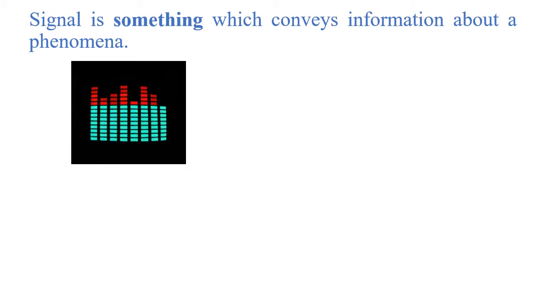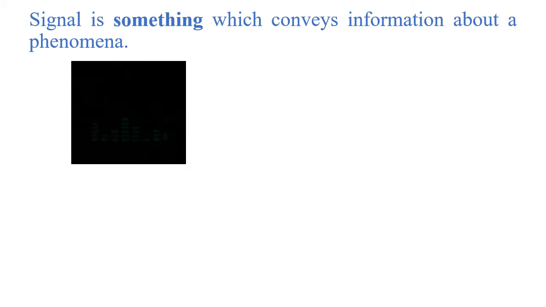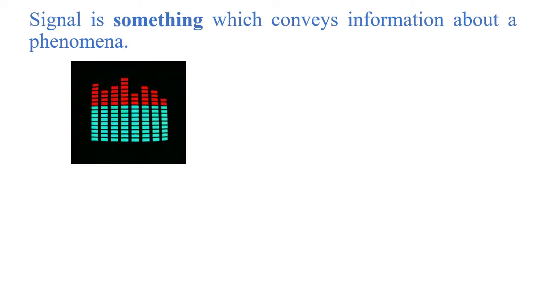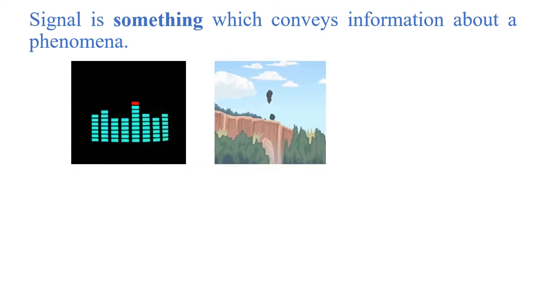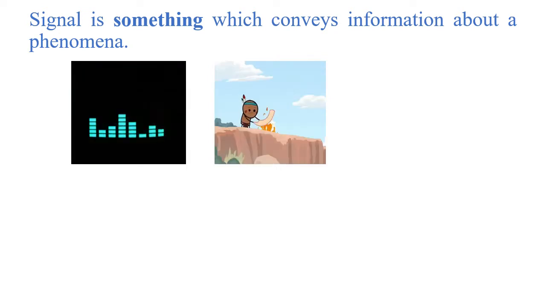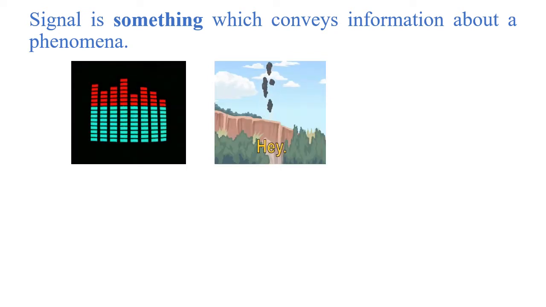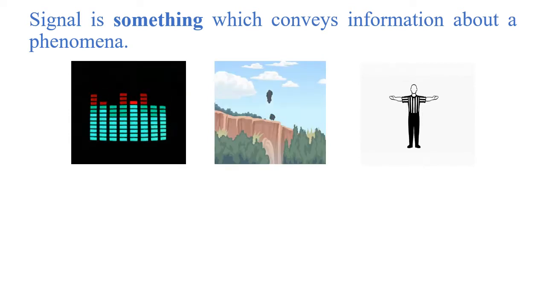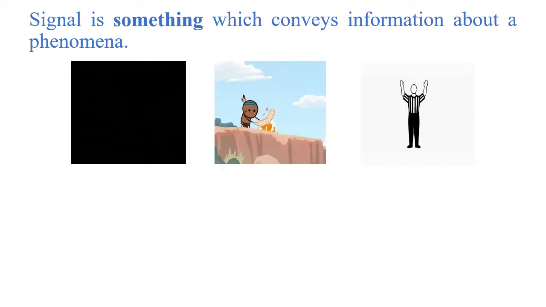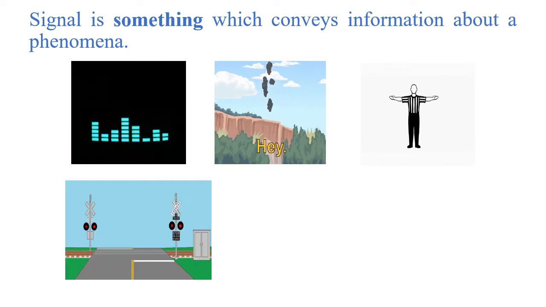A signal is something which conveys information about a phenomenon. Here we hear an audio signal from the speaker or from my mobile phone. This is a sound signal. Here we can see a person putting on a fire. As a result, smoke is emitted into the clouds, which is nothing but a smoke signal. Here is a person doing hand gestures. All actions are also considered as signals.